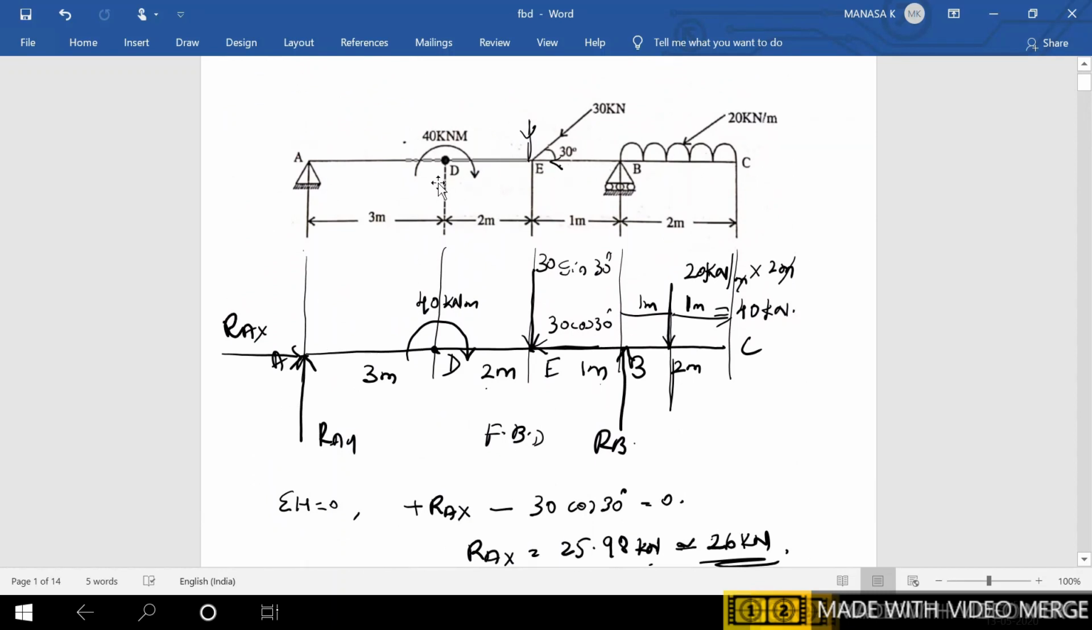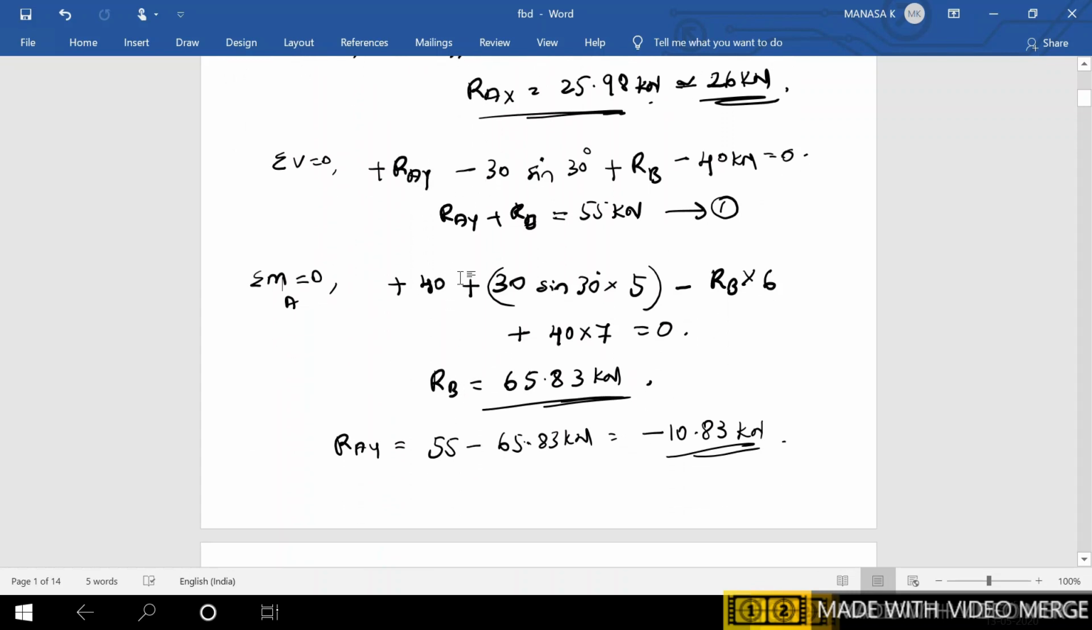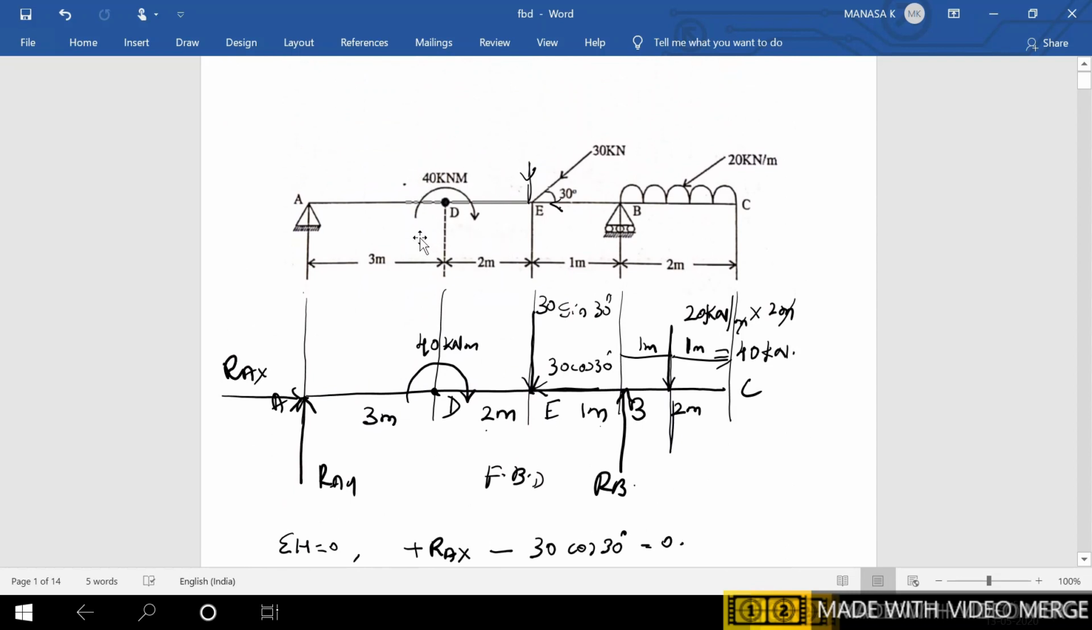So the difference between the previous problems and this one is, here there is a moment which is given in the beam itself. So this moment doesn't come into the picture while you are taking sigma h and sigma v equal to 0, because it is not a force. It may be a moment of a force or a moment of a couple. That is why we are not taking it into consideration. This will be directly taken into consideration with its effect in sigma m is equal to 0. That you have to remember. So do not leave this one while taking sigma m is equal to 0.